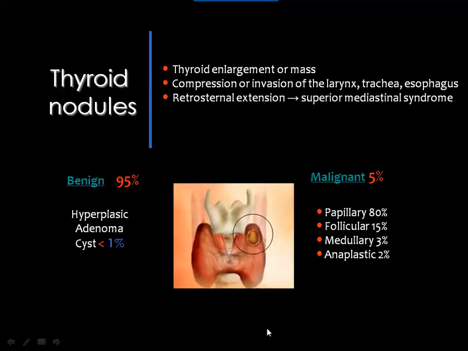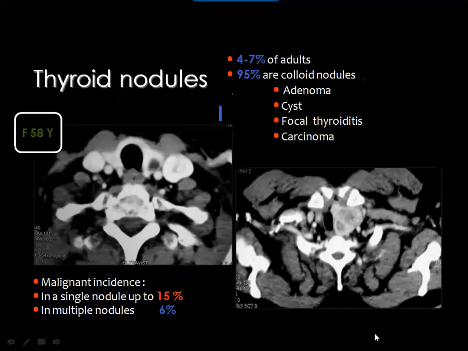Then you know that I have mentioned that the thyroid nodules are on the benign sector in 95% of the cases, and on the malignant sector in about 5% of the cases. And if you see a nodule like this in the thyroid lobe, then you would say that they may represent a cyst in the thyroid, or an adenoma, or focal thyroiditis, or even carcinoma. Then you have to verify the nature of this nodule by having a fine needle aspiration cytology guided by ultrasound.